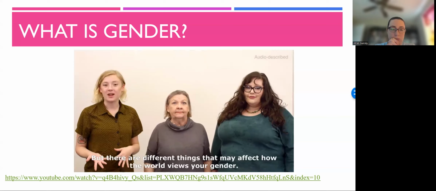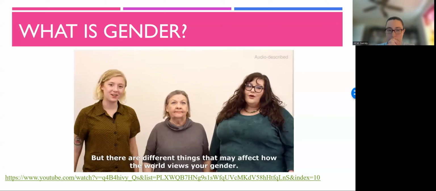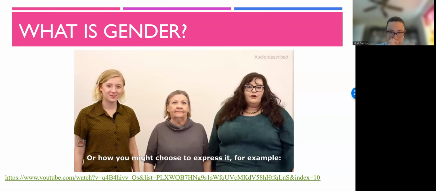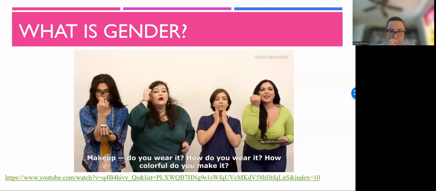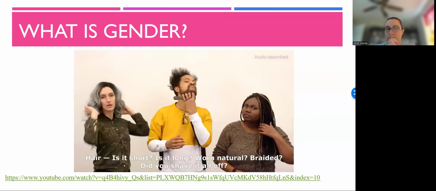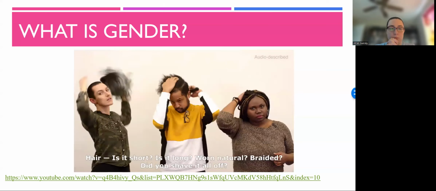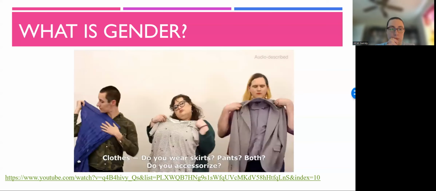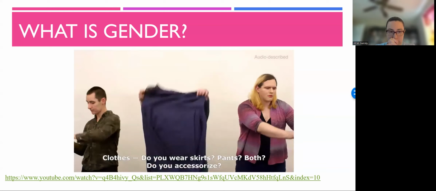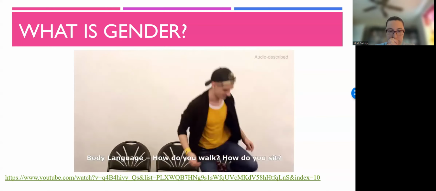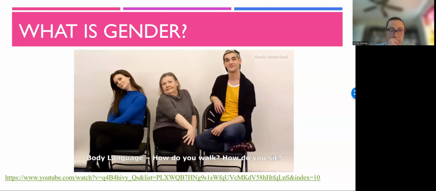But there are different things that may affect how the world views your gender, or how you choose to express it. For example, makeup. Do you wear it? How do you wear it? How colorful do you make it? Hair, is it short? Is it long? More natural? Braided? Did you shave it all off? Clothes. Do you wear skirts? Pants? Both? Do you accessorize? Body language. How do you walk? How do you sit? A person signs.